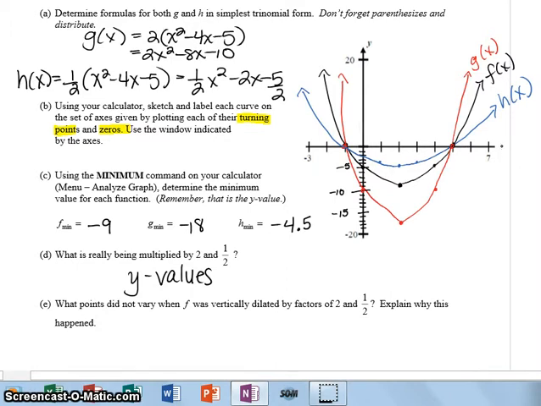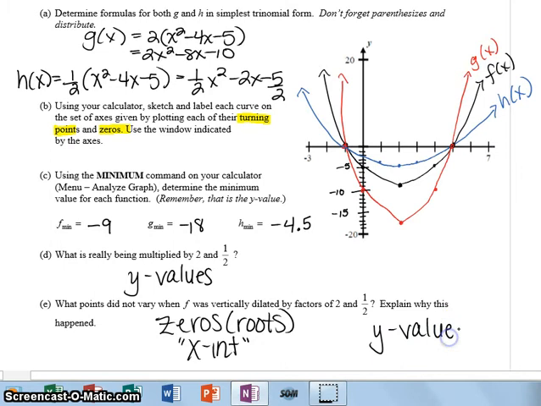I just answered that. Your zeros, your roots, your x-intercepts did not change at all. Why? Because the y value is 0. So when you multiply anything by that 0, it ends up staying there where you are.